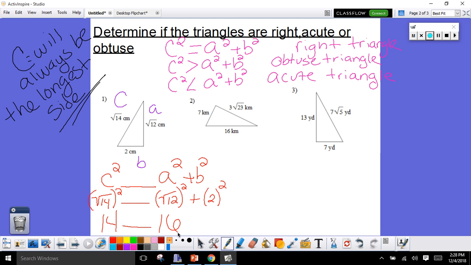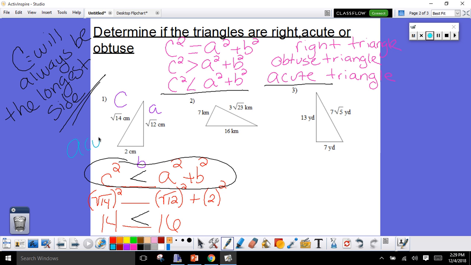16. What is bigger, 14 or 16? Of course 16 is bigger. Therefore my sign is going to be less than. So I know that C squared is less than A squared plus B squared. So I'm going to match it to one of my rules. My rule says if C squared is less than A squared plus B squared, then my triangle is going to be acute. Therefore, number 1 for my assignment here is going to be acute triangle.